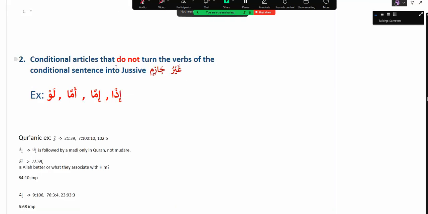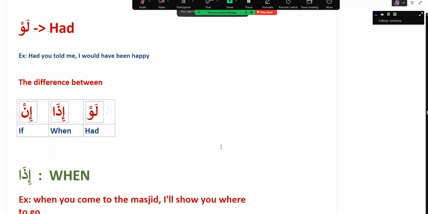Conditional articles that do not turn the verbs of the conditional sentence into jazim, that is, they are ghayru jazim, are law, amma, imma, and idha. So these are the conditional articles that do not make the mudari after it majzum, ghayru jazim. Law, amma, imma, and idha. Now let's move to the conditional articles which are ghayru jazim.